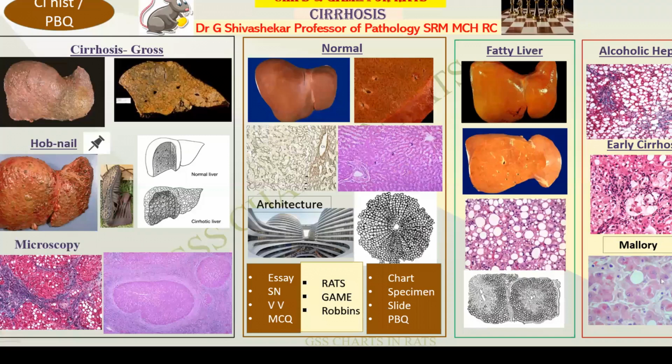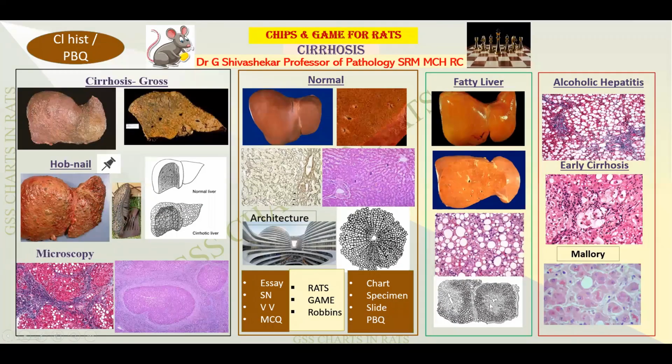So this is the summary of the entire chart. You people are seeing a fatty liver. You are seeing the normal liver. There is early hepatitis, the Mallory's hyaline, the development of a cirrhosis, the gross and microscopy, hobnail pattern, classical full-blown cirrhosis, which can all be kept as a clinical history or a problem-based question.